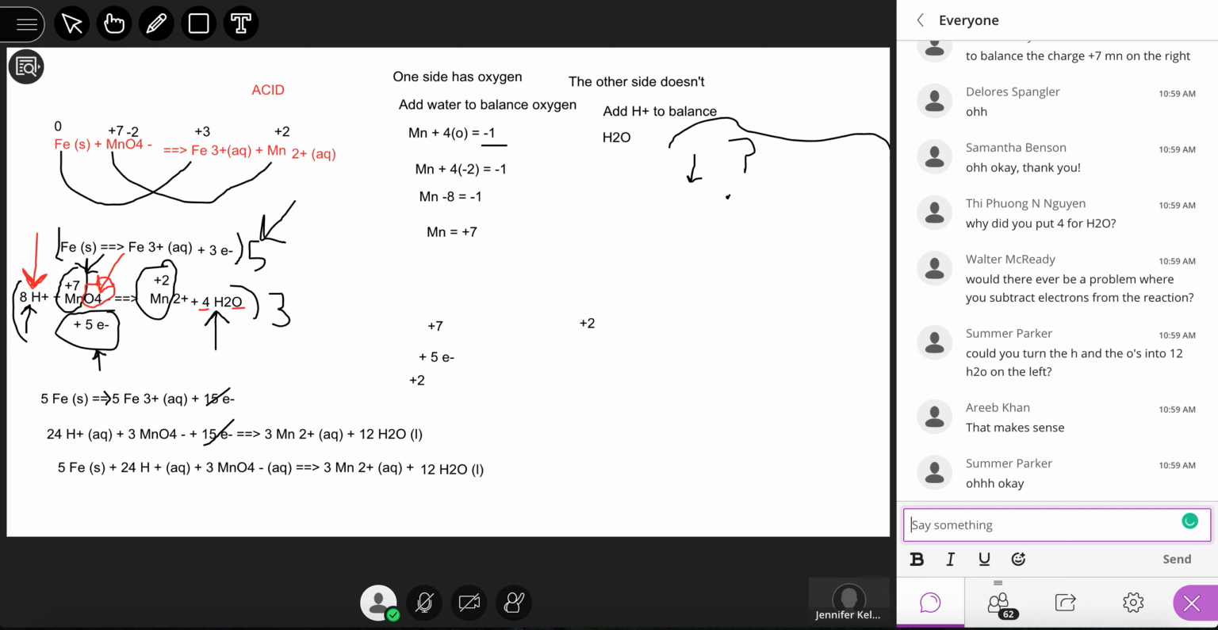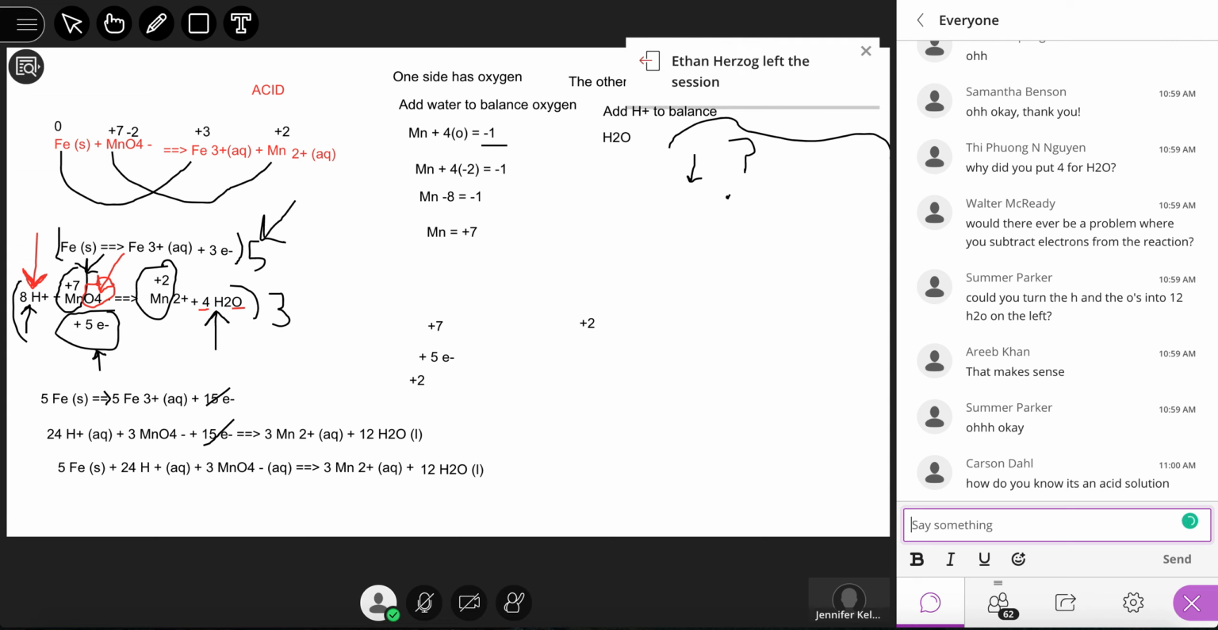The only thing else we would do if we had a base was we would neutralize the H plus with some OH. But we're not going to get into that until Friday. They have to tell you it's in an acid solution, otherwise you would not know. In the lab, you'd know it's in an acid solution because you would have put it in an acid solution, or you could test the pH using a pH meter.